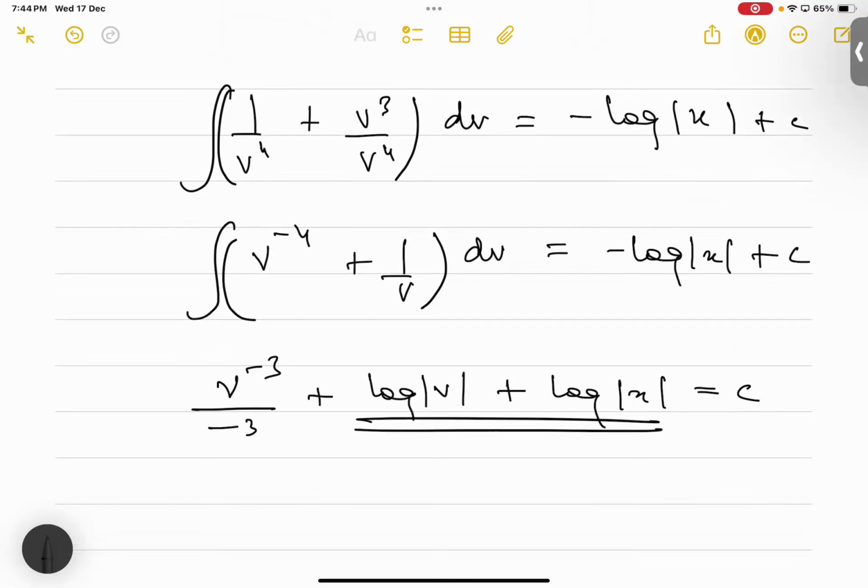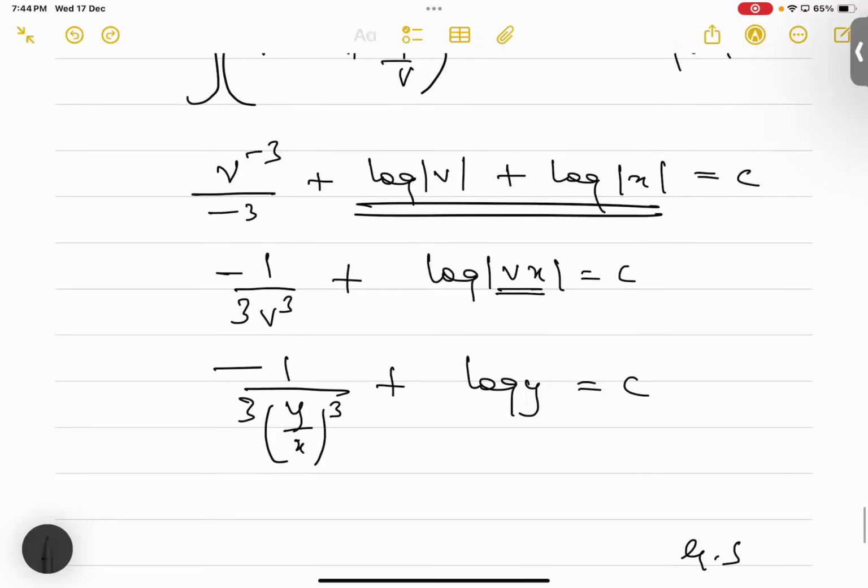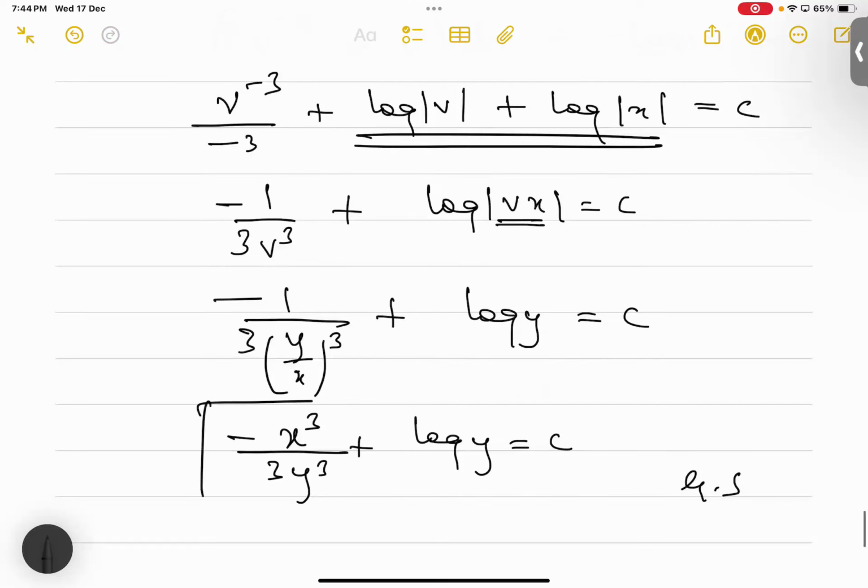What is log a plus log b? Log ab. And what is vx? y. And what is v? In short, we have to replace the value of v. v is y upon x. If you put v as y upon x, x will get cancelled and y will remain. Minus x cube upon 3y cube plus log y is equal to c. That's it. This is the general solution.